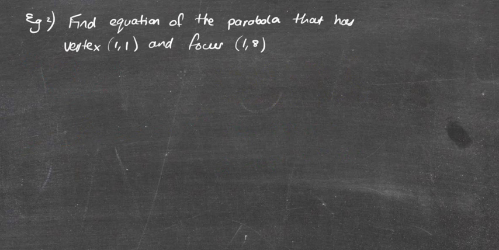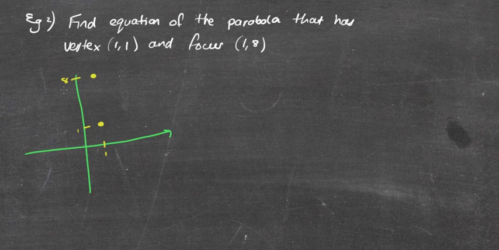Find the equation of the parabola that has a vertex of (1, 1). Again, I'm going to draw this up just so I can see what it's going to look like. So (1, 1), that's where my vertex is going to be, and it has a focus of (1, 8). 1 and then 1 all the way up here, we'll put that as 8. So that's my focus, and that's my vertex.